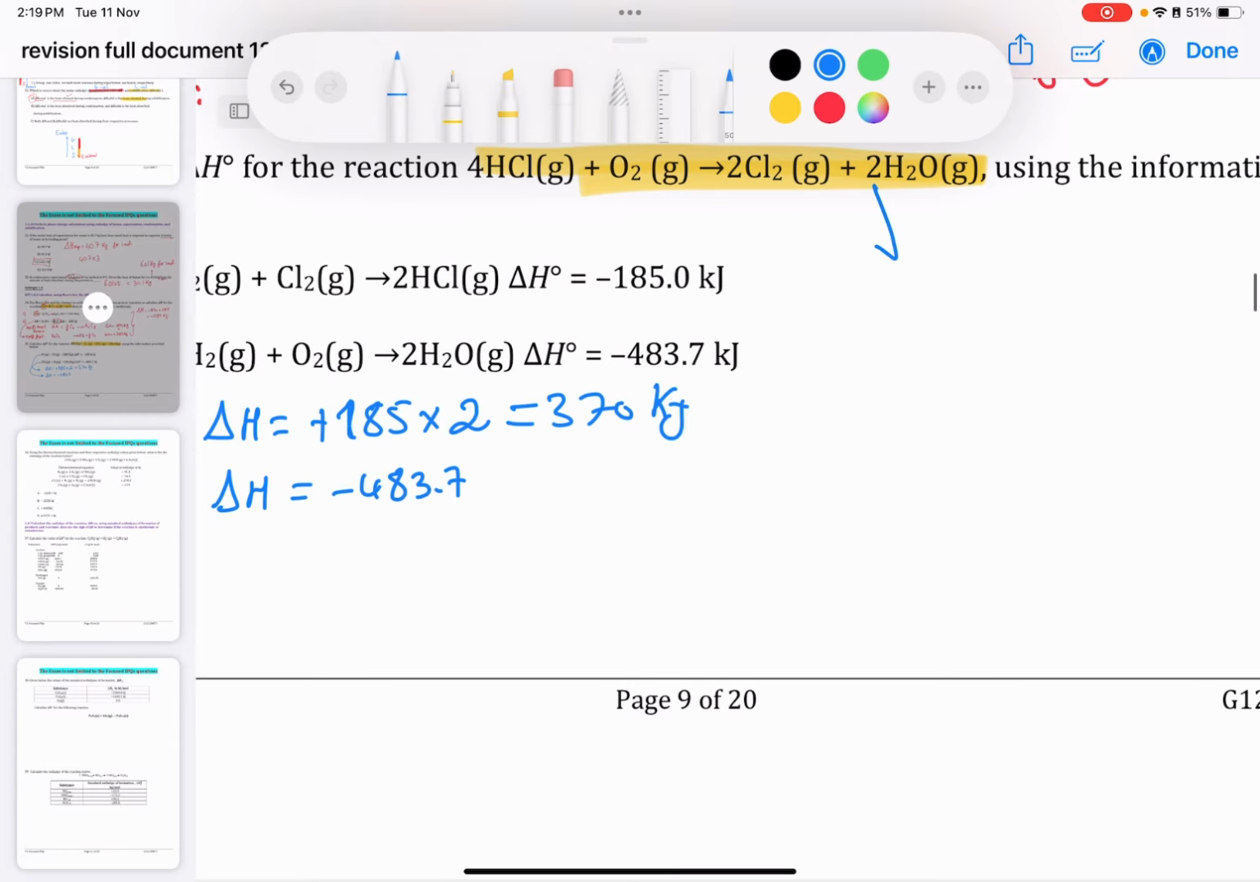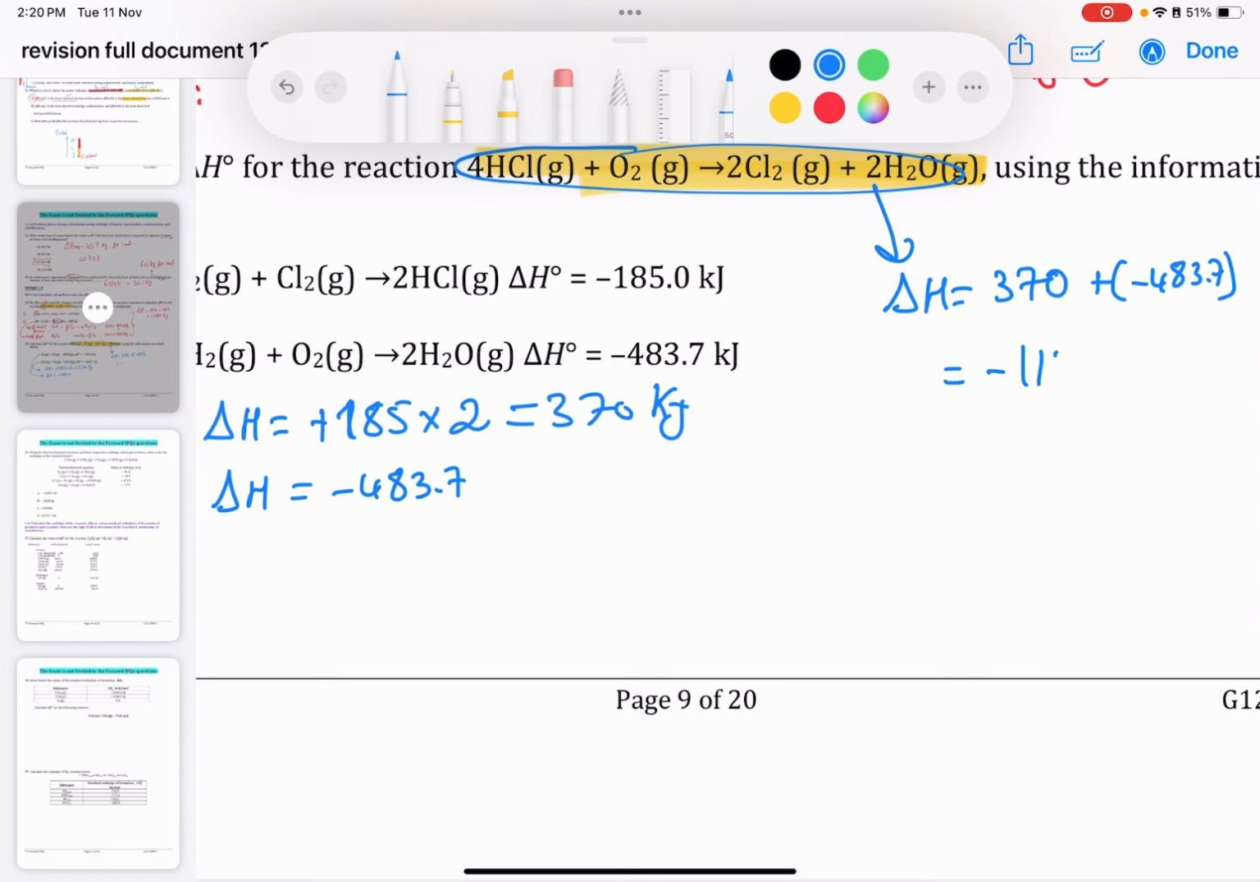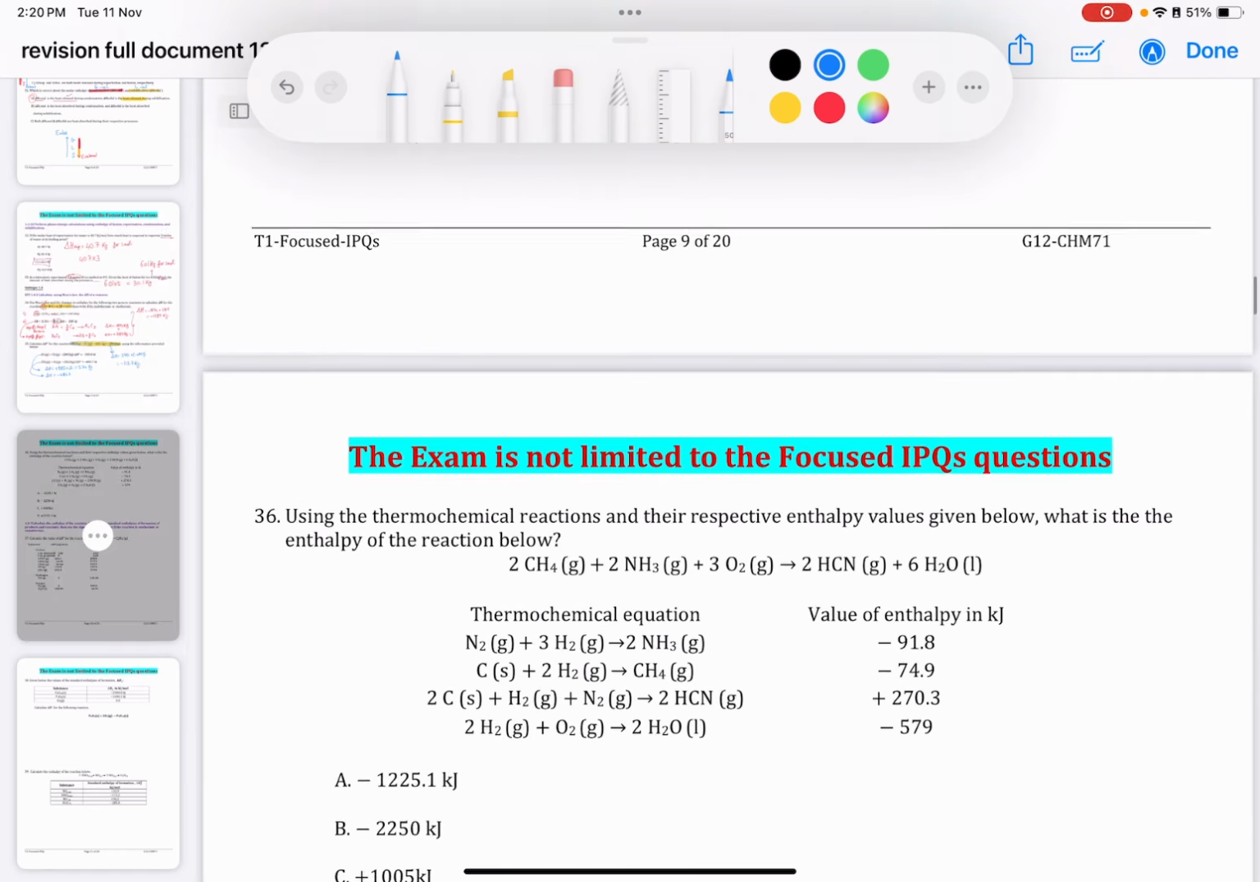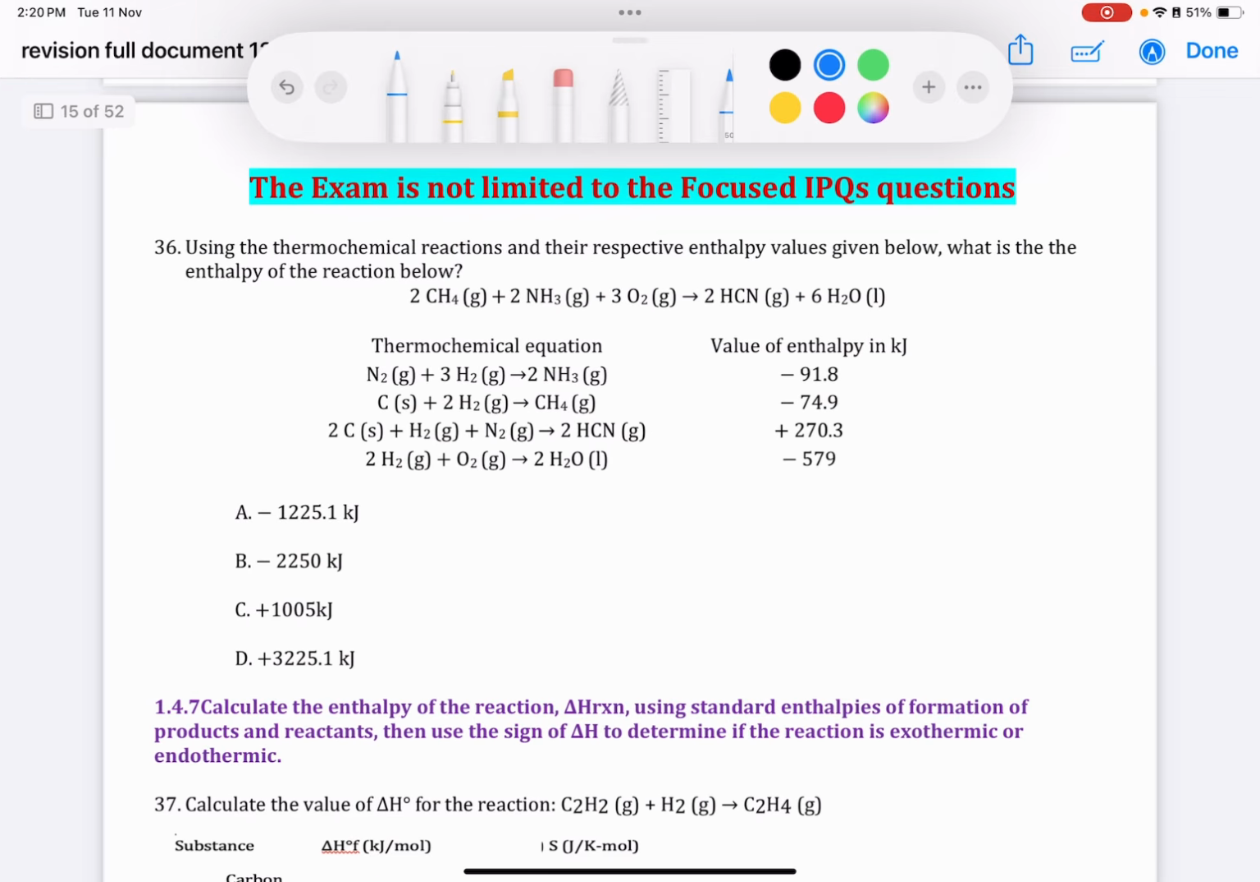Finally, to find the delta H of this whole equation, you add the two values, 370 and negative 483.7. And the final answer is negative 113.7 kilojoule. That's an exothermic one. Let's do another example.